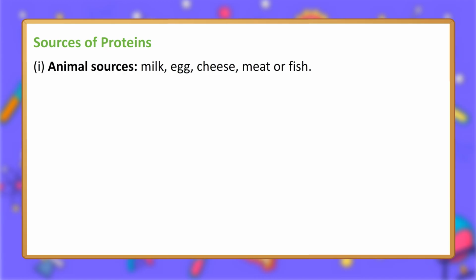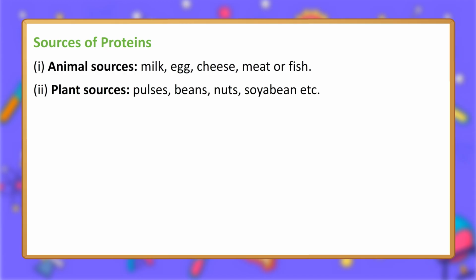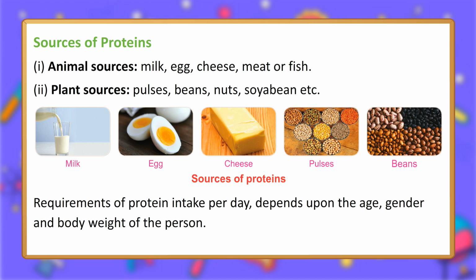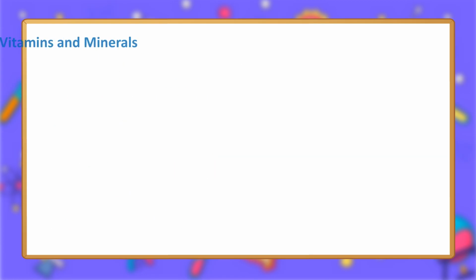Sources of proteins. Animal sources: milk, egg, cheese, meat or fish. Plant sources: pulses, beans, nuts, soybean, etc. Requirements of protein intake per day depend upon the age, gender and body weight of the person.